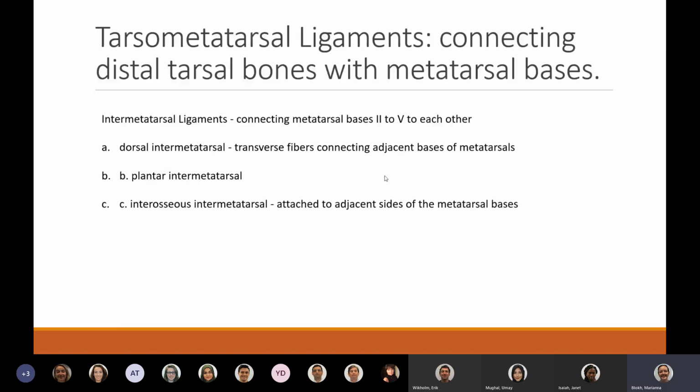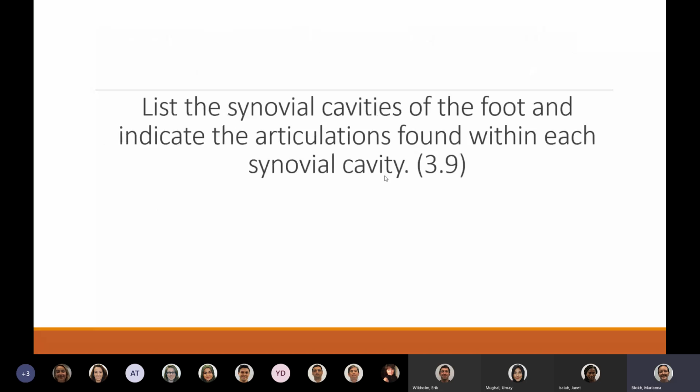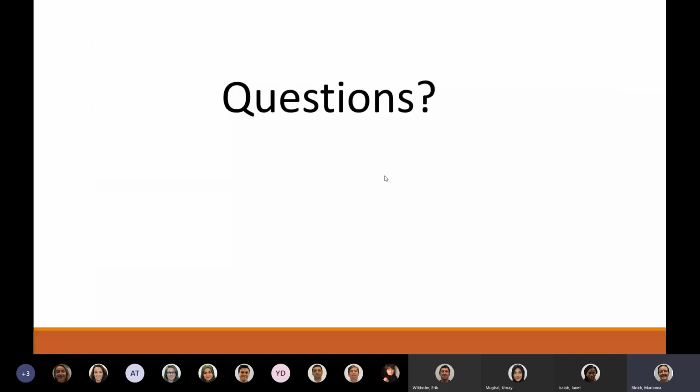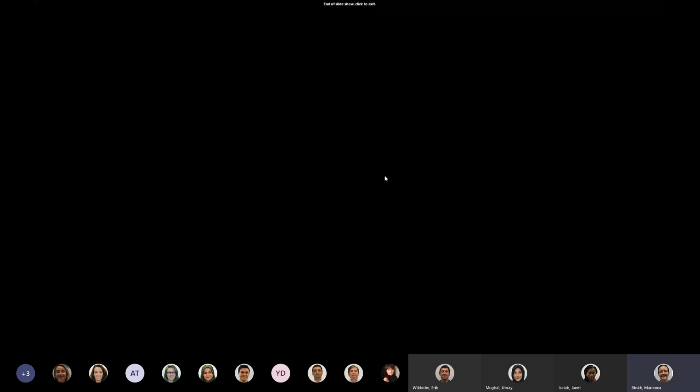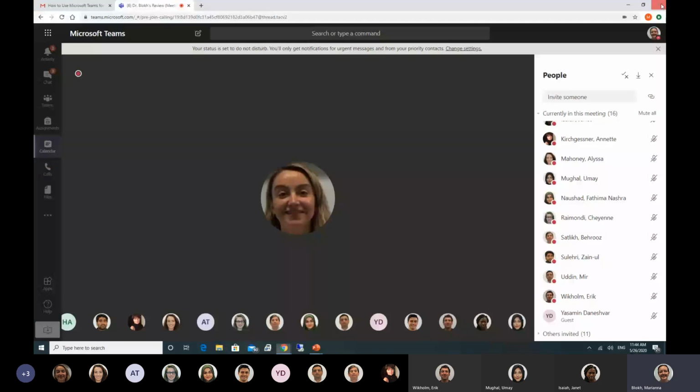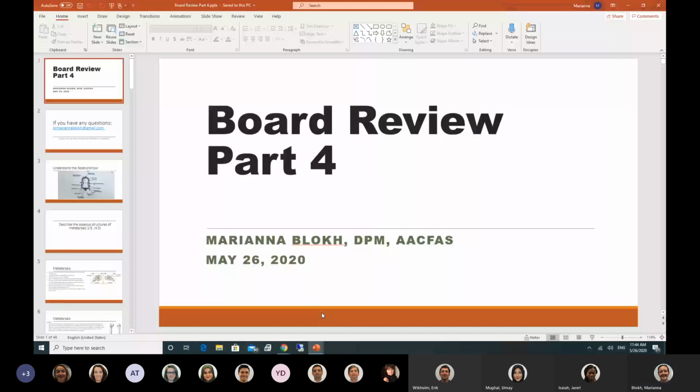Let's see. Other tarsometatarsal ligaments. Synovial cavities of the foot. It's written in your joints packet. You could just go over that. Three types of synovial cavities. So let's just do this. Okay. So part 4 is good, and part 5 is a hodgepodge of everything.